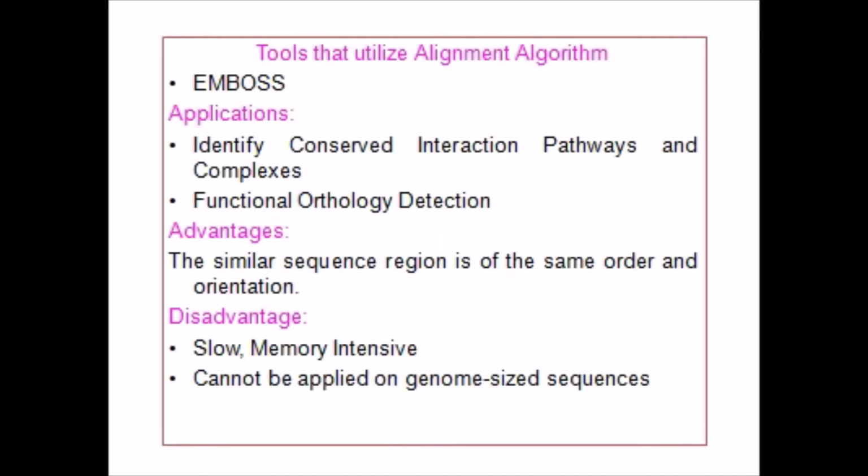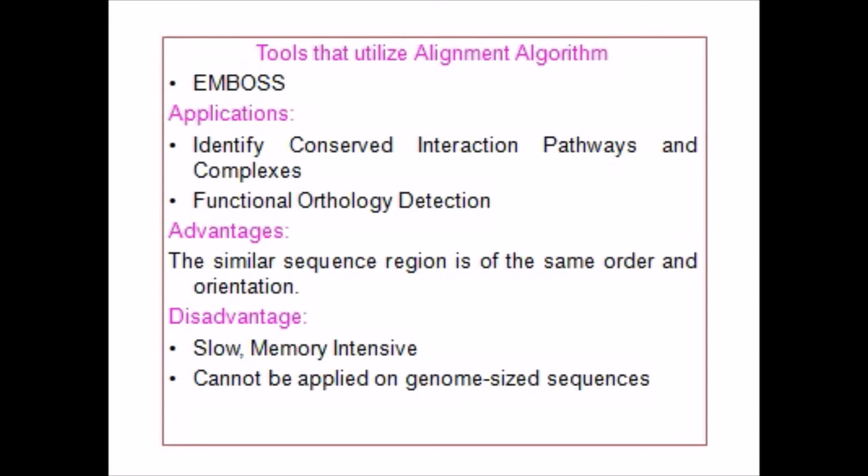Now the tools that utilize alignment algorithms. EMBOSS, or European Molecular Biology Open Software Suite, is one of the software packages we can use for local or global alignments. Applications: identifying conserved interaction pathways and complexes. The second application is functional ontology detection.